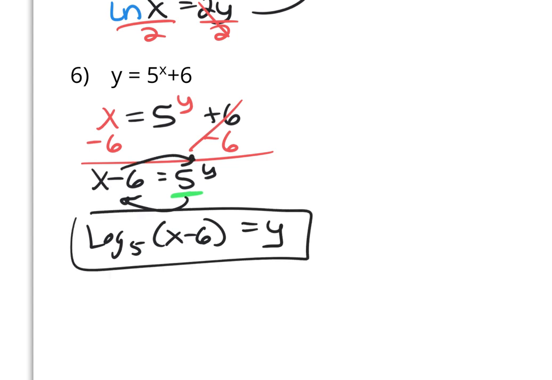Because without those parentheses, you would just be taking the log base 5 of only x and then taking that and subtracting 6. And that's not what order of operations would do. It would say, okay, you have to minus 6 first and then take the log base 5 of that answer. So be careful with your parentheses. Don't lose them. Don't add them in when you don't need them.